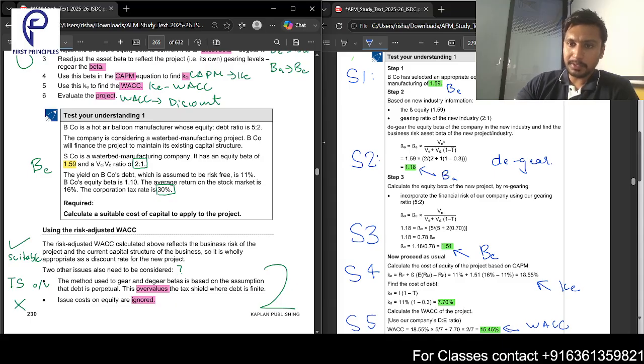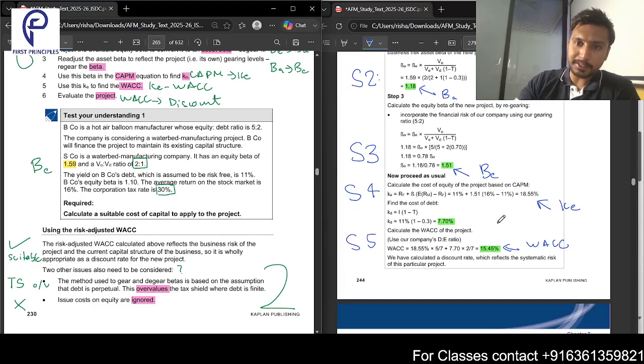So what we have done is we have de-geared it. Once we de-gear it, we get the asset beta over here. Once we've got the asset beta, we re-gear it using the same formula. This time we are solving for BE and we are using the capital structure of the current company who's undertaking this project. So we have done that and we found the new equity beta. Okay, we have all the raw materials for that.